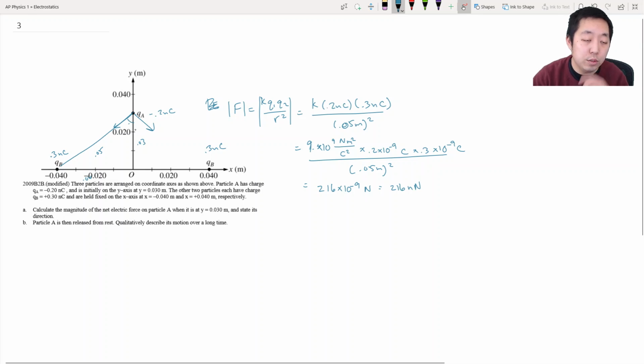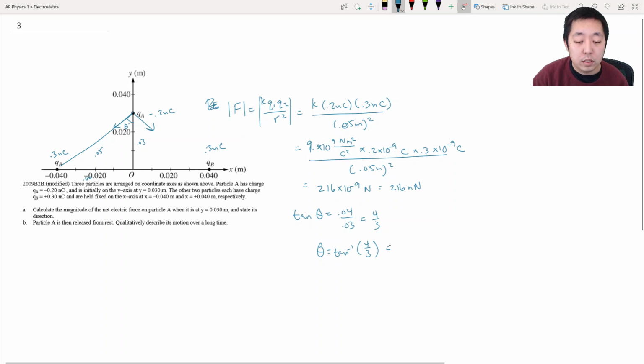And to do that, I need to know the angle that this is happening at. Because I know this is a 0.04, 0.03, 0.05 triangle, I can use any trig you want. You can use sine, cosine, tangent. I prefer tangent. I know the tangent of this angle is opposite over adjacent, which is 0.04 over 0.03, which is 4/3. So theta would be tan inverse of 4/3.